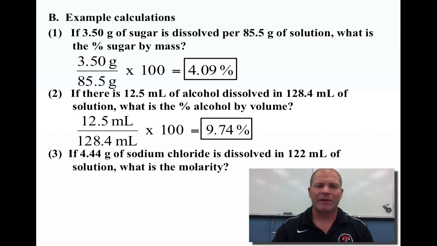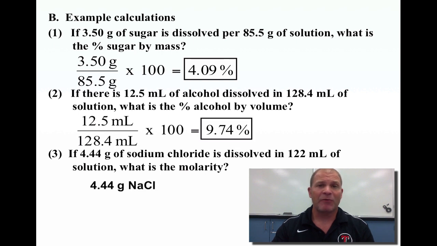My last example, I have 4.44 grams of sodium chloride dissolved in 122 milliliters of solution, and I want to know its molarity. Well, molarity, again, dealing with a solution, I have an amount divided by a volume. So your amount is 4.44 grams, and your volume is 122 milliliters. Now, for molarity, your amount has to be in moles, and your volume has to be in liters.